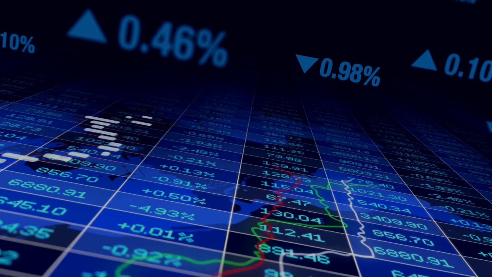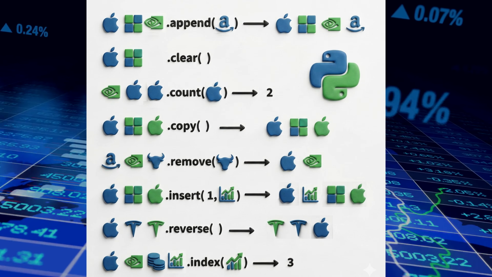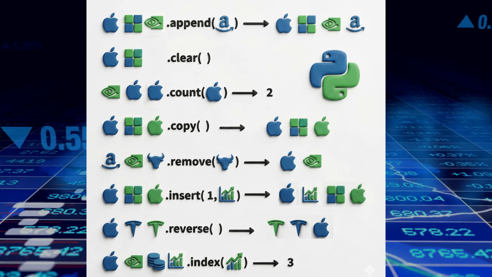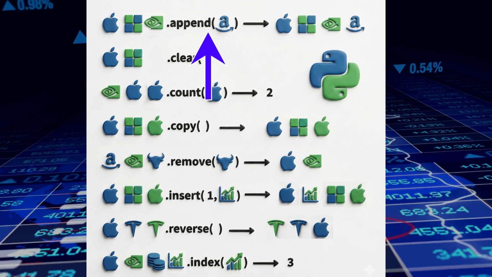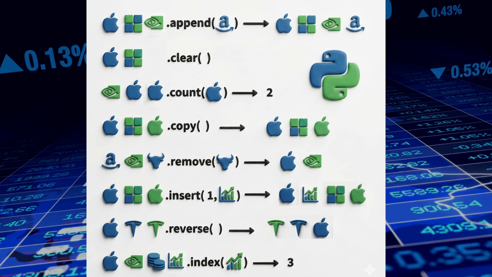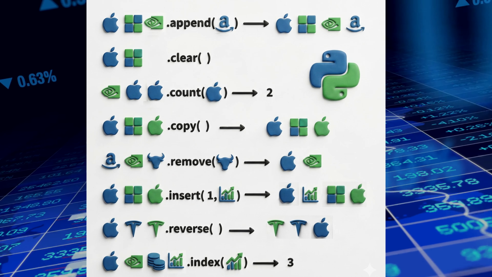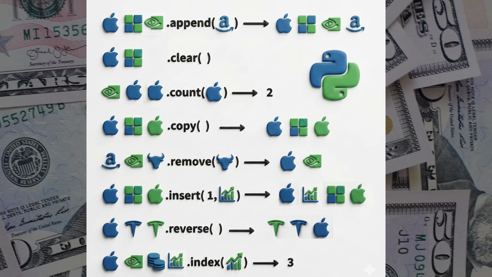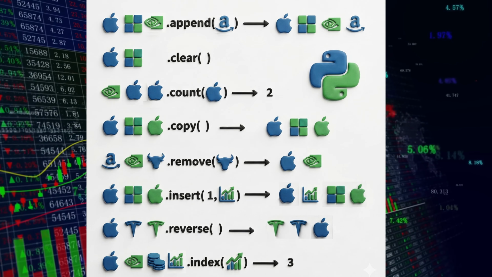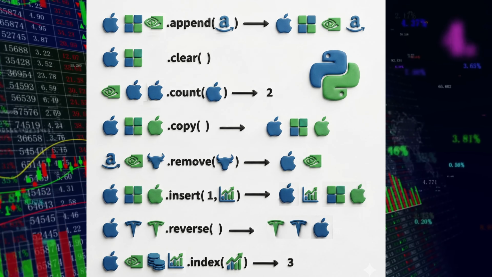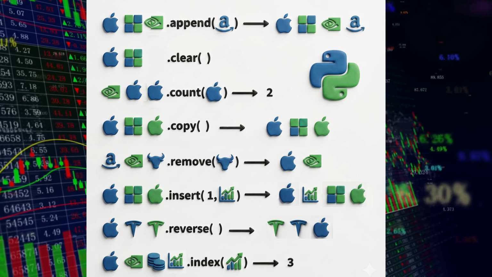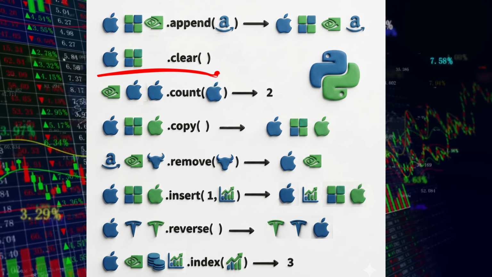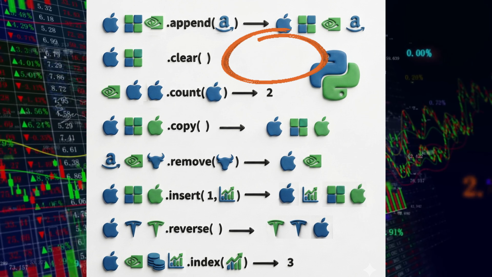Financial history is written one day at a time. When a new month ends, we don't rewrite history, we add to it. We use .append. This adds a single element to the absolute end of the list. It's how we build a transaction log, adding your monthly savings one by one. Sometimes, a simulation fails. You want to wipe the slate clean and start a new test without deleting the variable itself. For that, we use .clear. It removes all items, leaving the list empty, effectively resetting your data buffer.